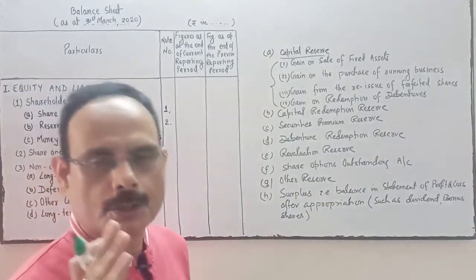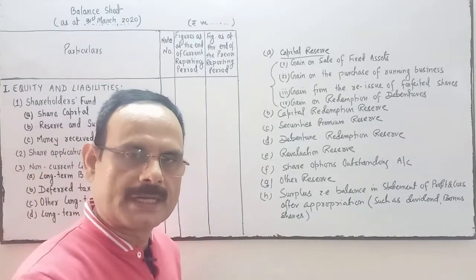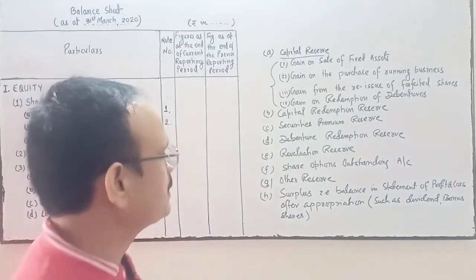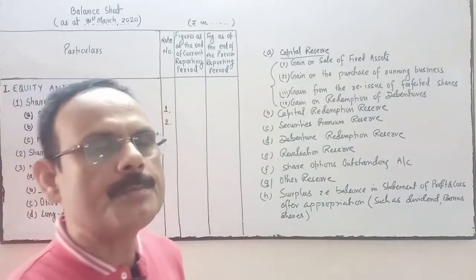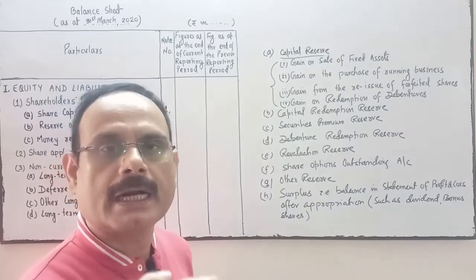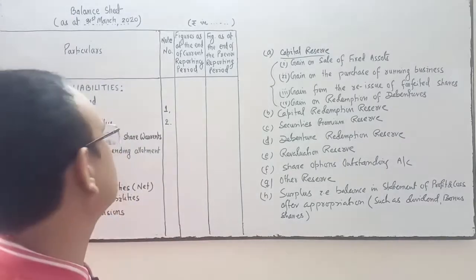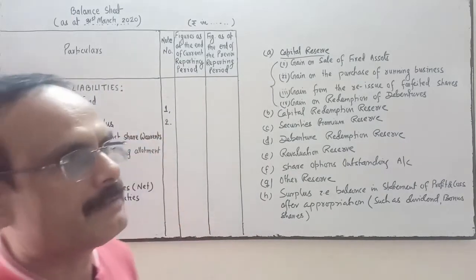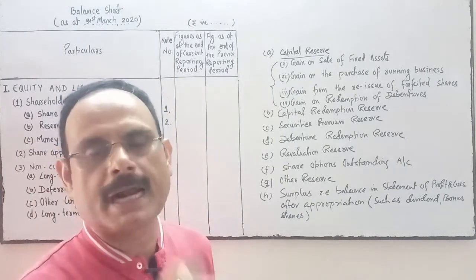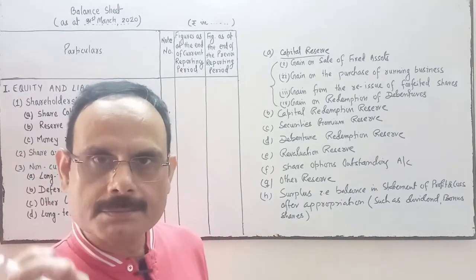Surplus is the balance in the statement of profit and loss after the appropriation of bonus shares or dividend or whatever it may be, after doing the allocations. If there is a debit balance in the statement of P&L, that will also be shown under the surplus in brackets, and will be shown over here in reserve and surplus. If the reserve and surplus has a negative figure, minus, that will be shown in brackets.